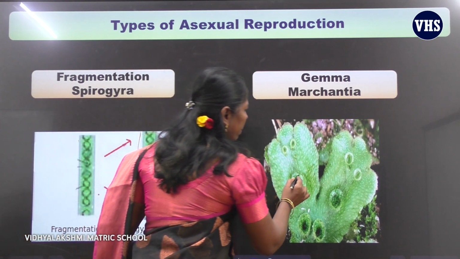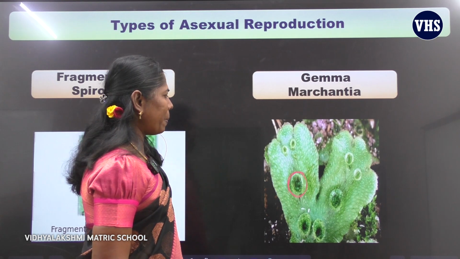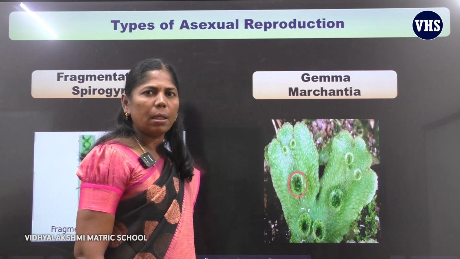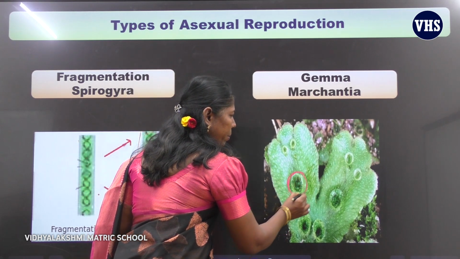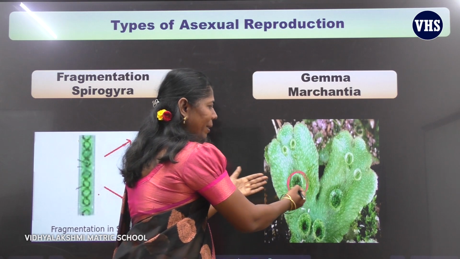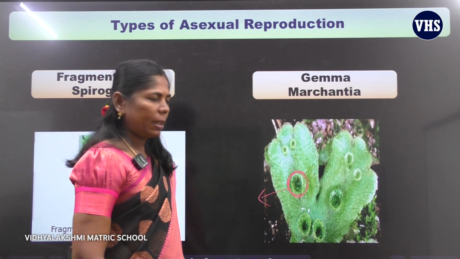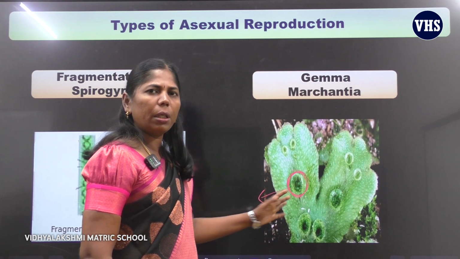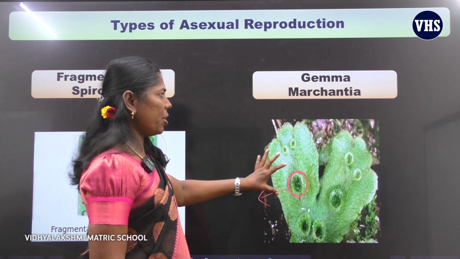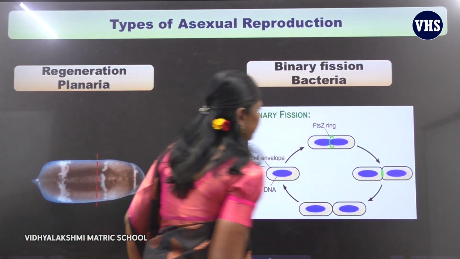And gemma is very, very important. This is the gemma. So gemma is present on the thallus. Which thallus? Marchantia. The gemma just detaches from that body. After maturity, automatically they detach and undergo germination to form a new plant. So you should remember this picture, that is why I am showing it. Keep in mind that this is how a gemma of Marchantia looks.